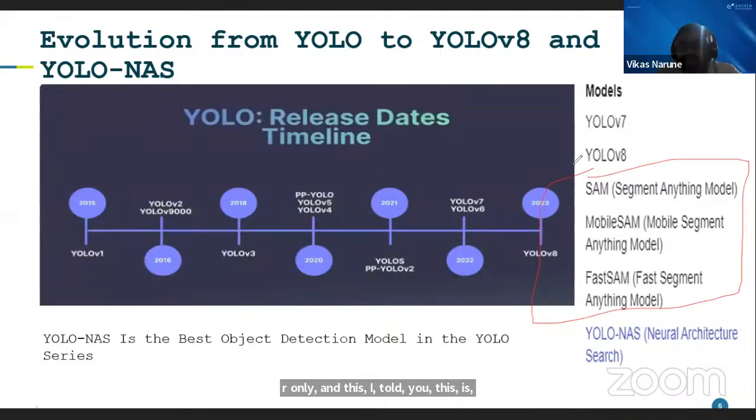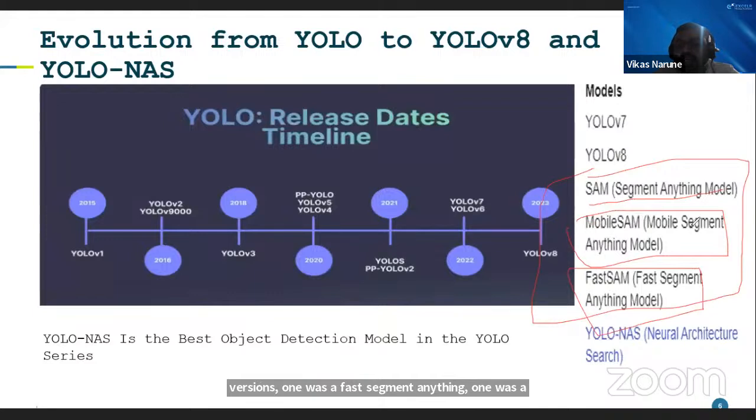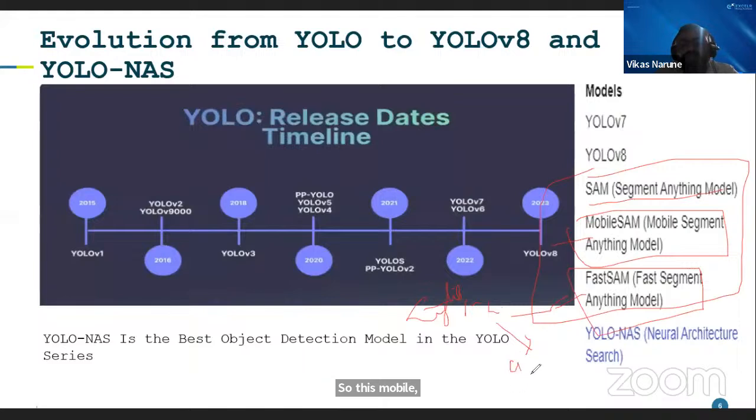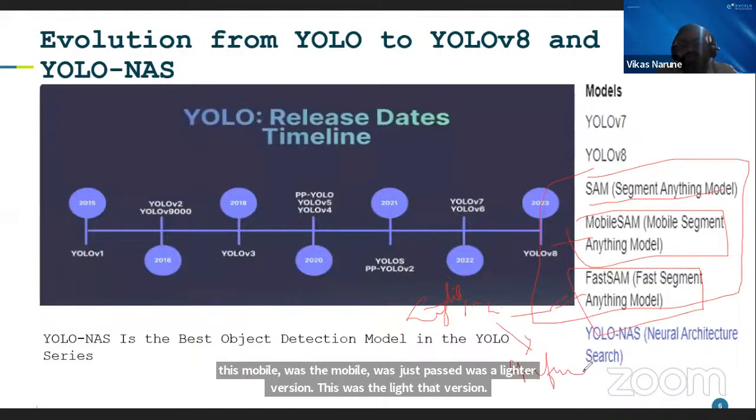SAM has entire brothers and sisters which we can talk about. The Segment Anything model also has two versions: one is Fast Segment Anything and one is Mobile Segment Anything. The mobile one is the mobile version, and the fast one is the lighter version. It has a smaller number of layers, but the detection process and the inference speed are very fast.